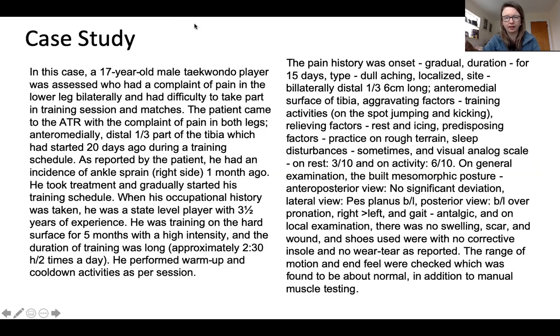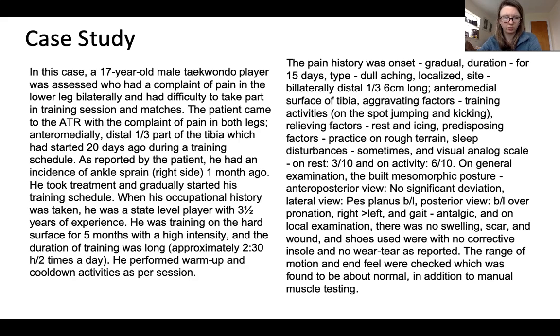So this is just a case study that we're going to discuss today. We have a 17-year-old Taekwondo player who has a complaint of pain in the lower leg bilaterally, has difficulty taking part in training sessions and matches. Patient comes in the athletic training room with a complaint of pain in both legs, anteromedially, distal 1/3 of the tibia, which started 20 days ago. As reported by the patient, he had an ankle sprain on the right side 1 month ago. He took treatment and gradually started his training schedule.